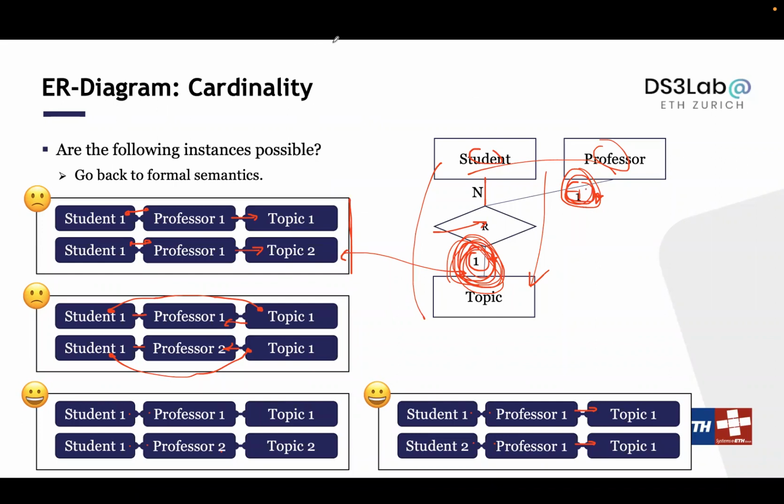Any questions? If you have any questions, just raise your hand or type things in the chat window. It's very important to get cardinality right. It's one of the most confusing concepts for ER diagrams. Okay, great.